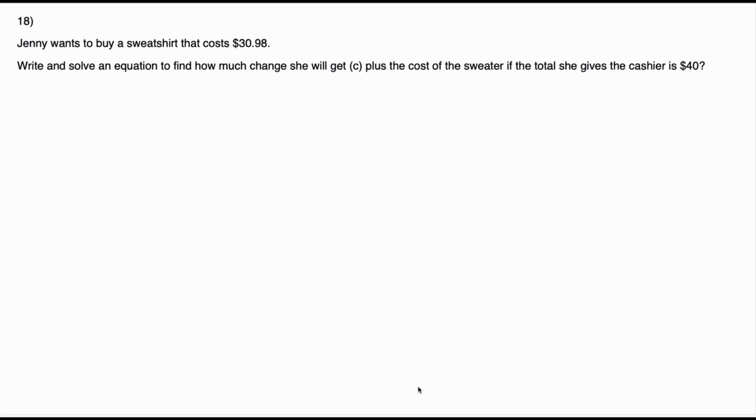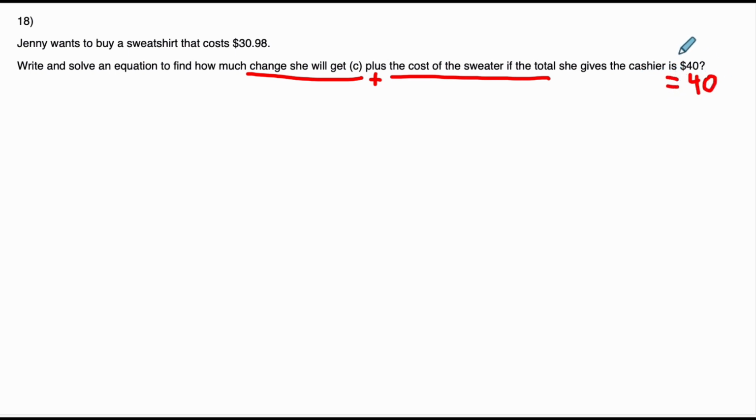So the first one, number 18: Jenny wants to buy a sweatshirt that costs $30.98. Write and solve an equation. Now, in the word problems that you do, you're always going to be given some guidance. You just need to translate. Write and solve an equation to find out how much change she will get. So change plus the cost of the sweater if the total is $40.